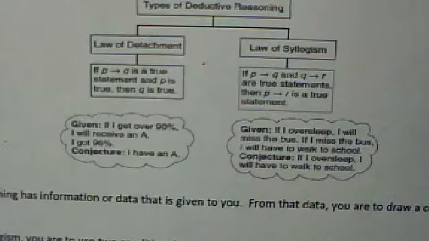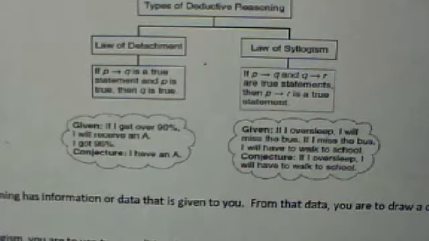So we could say that if you get over an 80%, then you at least get a B. Well, Jimmy got an 85. That means that Jimmy got a B. So that was the conjecture you draw based on one conditional statement and a piece of data.